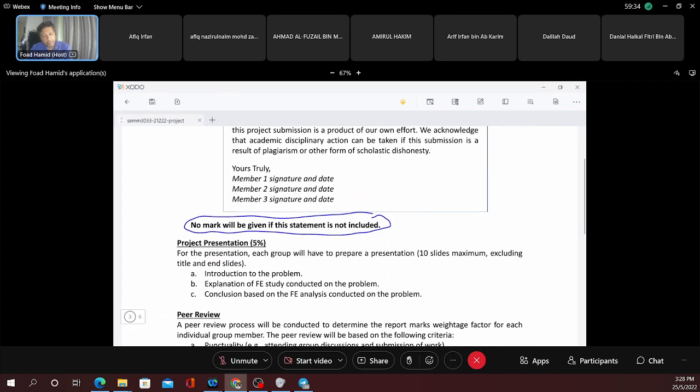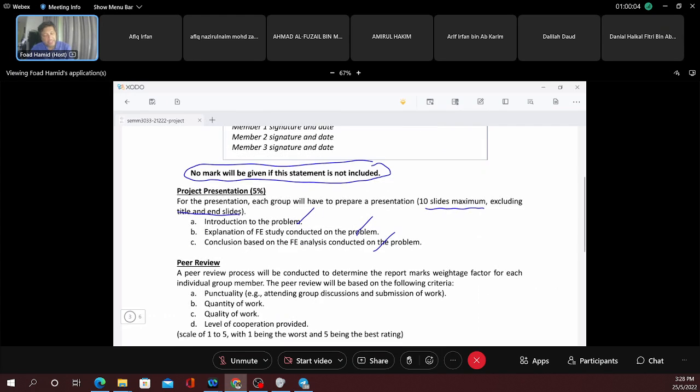Now we have the project presentation here, 5%, so the total here is 15%. For our presentation, each group will have to prepare a presentation, 10 slides maximum, excluding title slide. You will be talking about introduction, explanation, and conclusion. Every member of the group must present. If there are three, everyone must present.